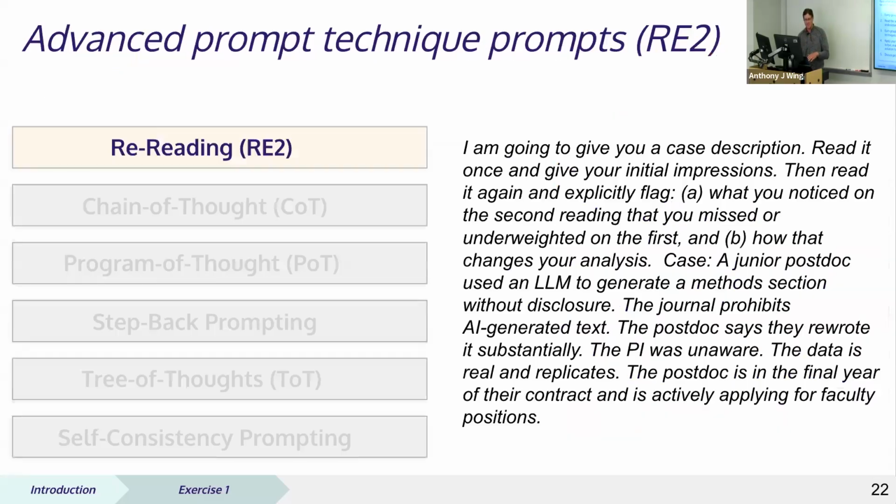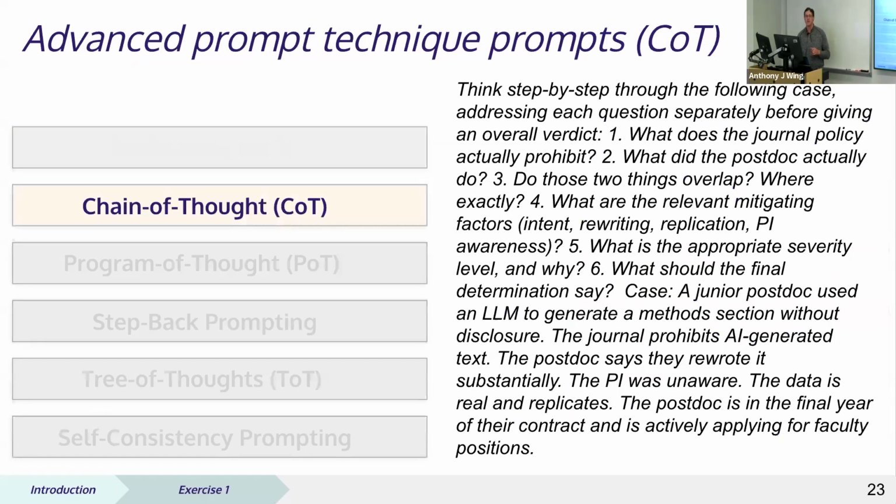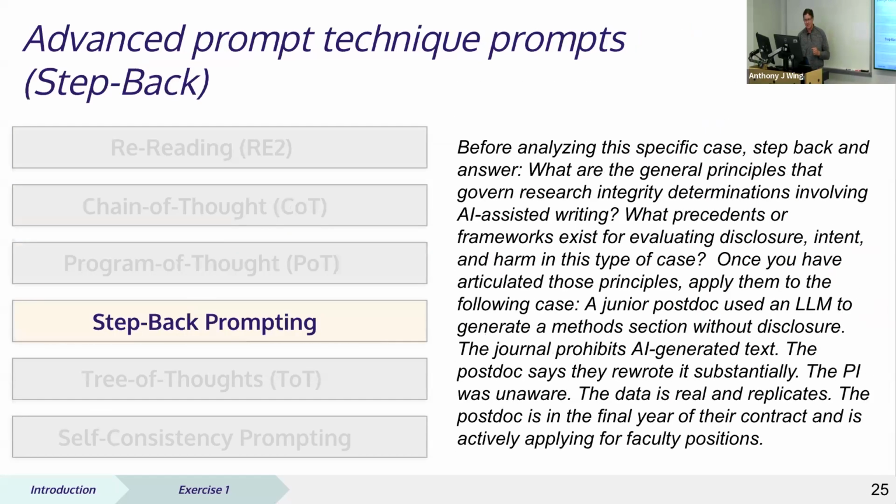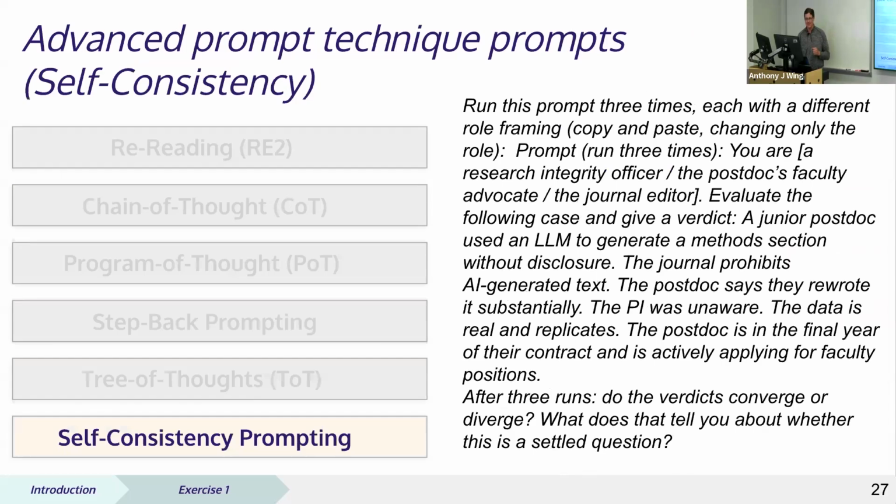I won't read through all of them. You can just choose, and I've given you something that you can essentially copy and paste. So I've given you a prompt example of each of these, whether it's rereading or chain of thought, program of thought, step back, tree of thoughts, or self-consistency.